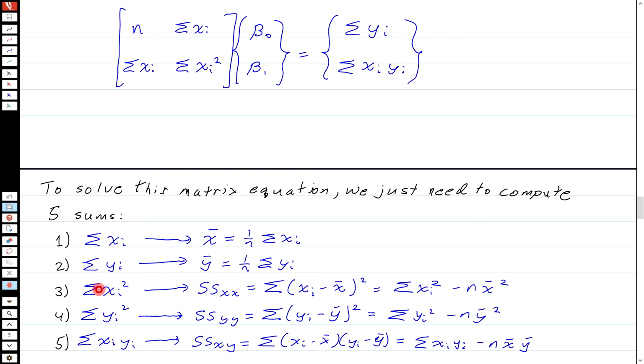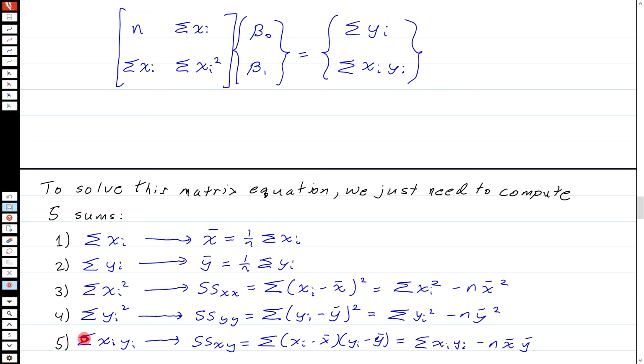Sum of the xi squareds is up in here, leads to something we're going to call SS sub xx. And this is the sum of the square deviations between the x values and their average. And we can write that as the sum of xi squared, which is the sum we're coming up with here, minus n times x bar squared, which was this quantity up here. Sum of yi squareds leads to something we're going to call SS sub yy. And that's just the sum of the square deviations between yi and y bar. And we can write that as the sum of the yi squareds, which is that sum we're coming up with here, minus n times y bar squared, which we got up here.